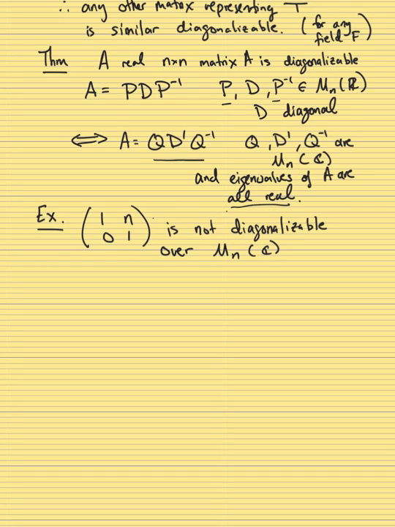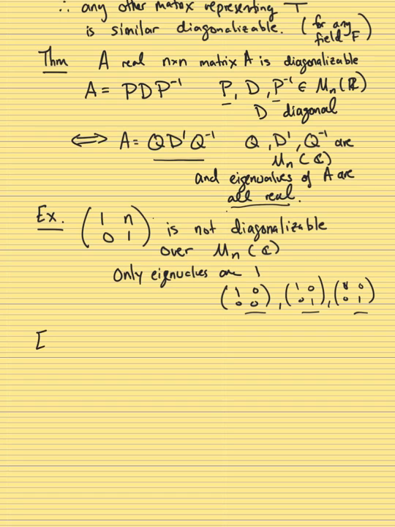Well, if it were, the only eigenvalue it has is just 1, right? So the only eigenvalue is 1. And so the only options would be the identity, [1, 0; 0, 0], and so on. Oops, [0, 0; 0, 1]. Okay, and these are all easy to rule out. It's easy to see it can't be similar to any of these, and therefore it is not diagonalizable even over the complex numbers. For another example, let's go back to this rotation matrix that we saw.